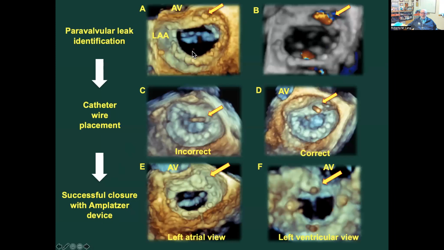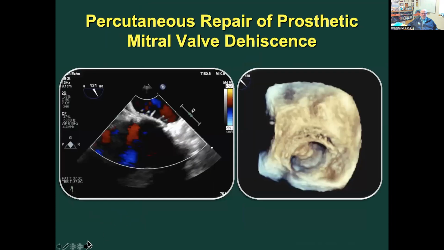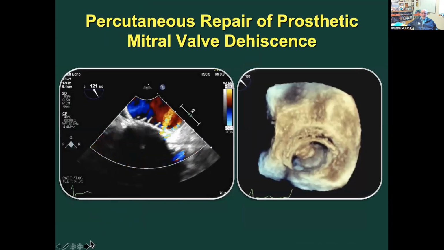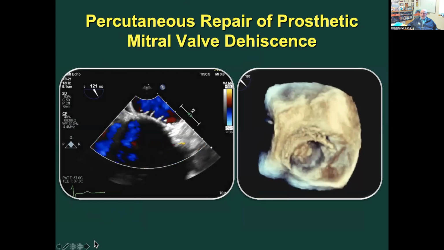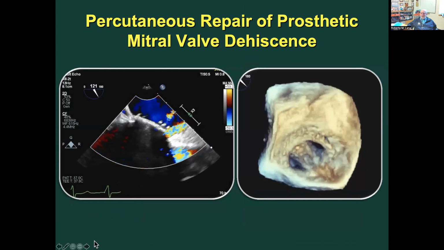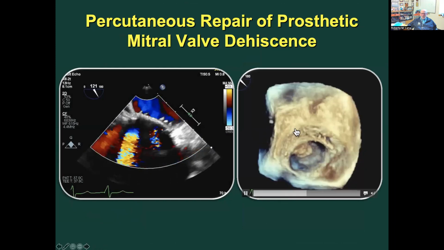With 3D echo, we can definitely identify the paravalvular leak with the use of color. We can guide the placement of the wire, and then we can do the successful closure with an Amplatzer device. Let me show you an example of how the use of 3D echo is particularly efficient here.